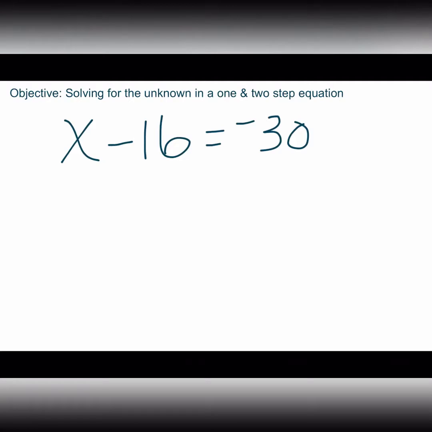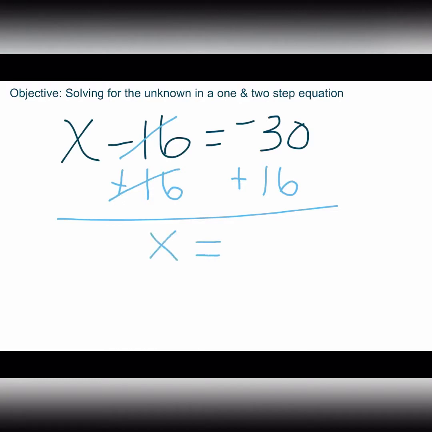So in order to solve this problem, we need to undo the minus 16. So we need to do the inverse operation, which is add 16 to both sides of the equation. So negative 16 plus 16, those will cancel out. So we're just left with x on that side. Now on the other side, we have a negative 30 plus 16.